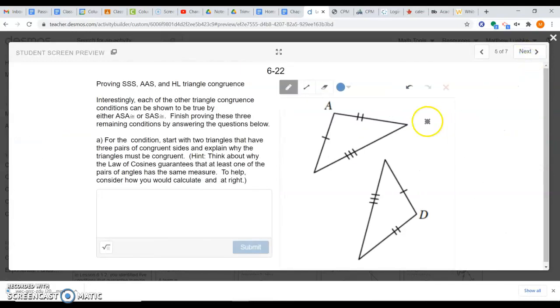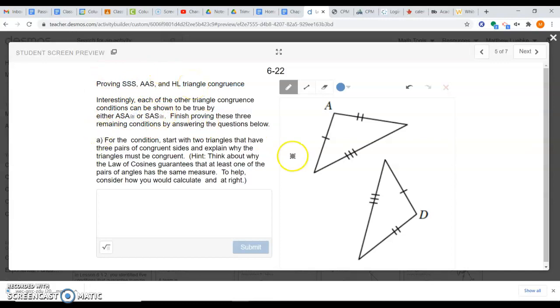Okay? Now, here's a really interesting thing, and it even says so. Interestingly enough, each of our triangle congruence conditions can be shown to be true by using either angle-side-angle or side-angle-side. So we just showed that side-angle-side is proven to be true, and angle-side-angle is proven to be true. So we're going to turn side-side-side, angle-angle-side, and hypotenuse-leg into either angle-side-angle or side-angle-side, because those have now been proven. So if we can transform these to these two, then we can say that they must work as well.